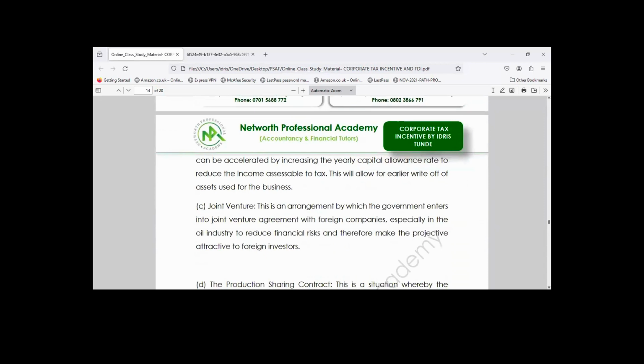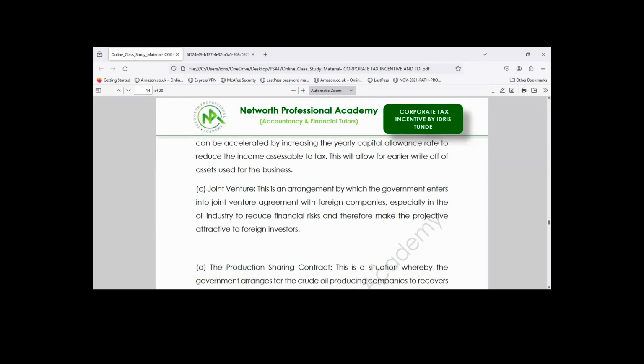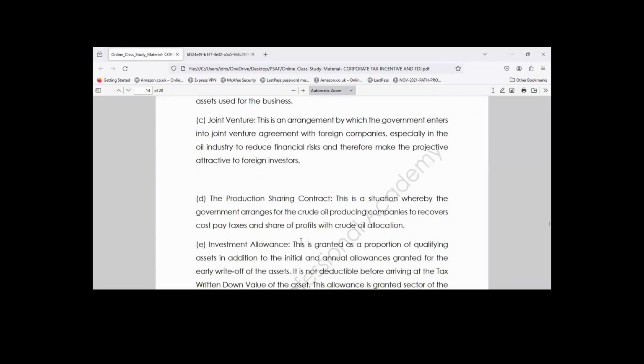Joint venture, this one is common in petroleum profit tax. By signing a joint venture arrangement between a foreign company and Nigeria government, they go into joint venture for extraction of crude oil. It will attract foreign direct investment. Another thing that will attract foreign direct investment is the production sharing contract. This one too is common under petroleum profit tax, oil and gas, upstream.